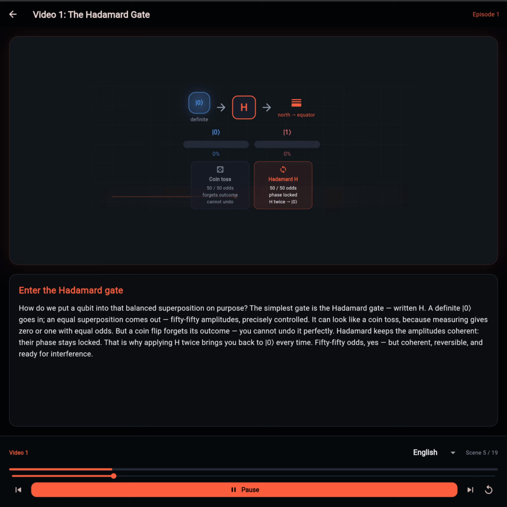It can look like a coin toss because measuring gives 0 or 1 with equal odds. But a coin flip forgets its outcome. You cannot undo it perfectly. Hadamard keeps the amplitudes coherent. Their phase stays locked. That is why applying H twice brings you back to 0 every time. 50-50 odds, yes, but coherent, reversible, and ready for interference.